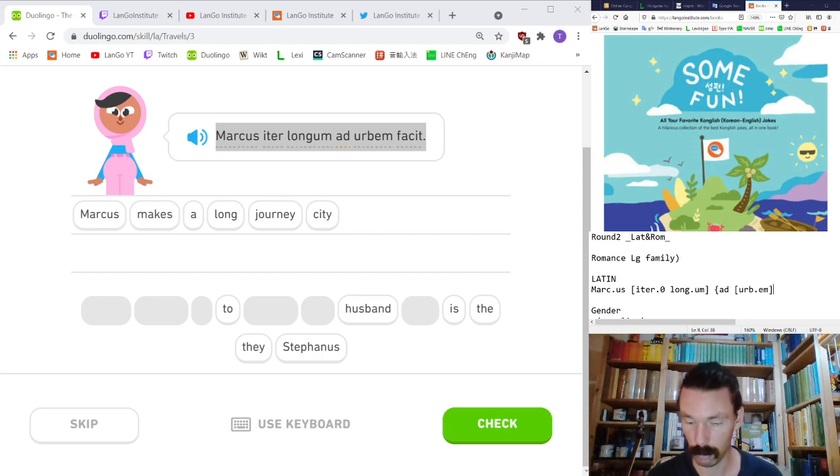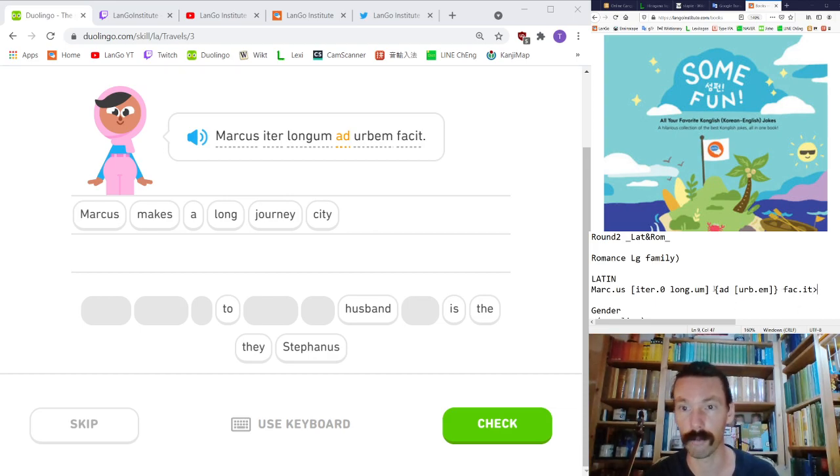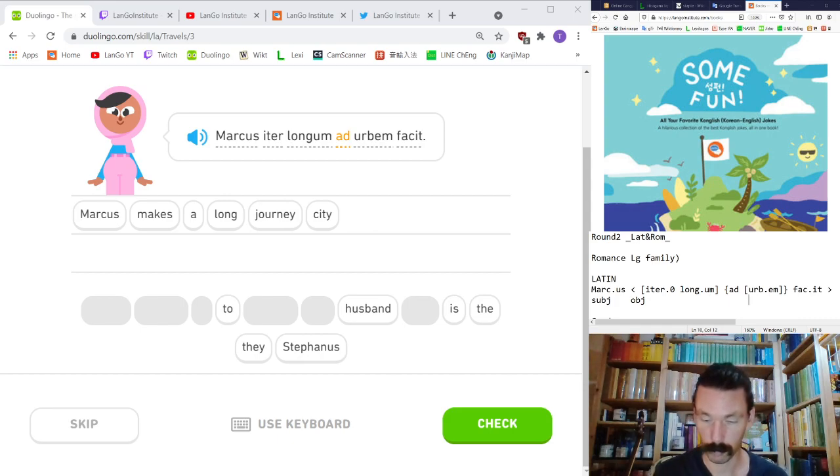Ad urbem, prepositional phrase there. Facit, does, singular. So stem there, it is the ending. Although, maybe better to put it here. One way to skin that particular feature. Now, this is a verb. It heads a verb phrase, which I use the V-shaped brackets for. And the object is included in that, to make that a little clearer. All right. So subject here, Marcus, that's the object of the verb. Well, this is the object of a preposition. Here we have prep, PP for prepositional phrase, and here's the verb, and it's third singular.